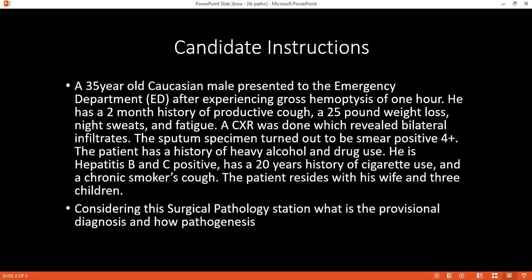A report comes back, and then you get to read that there is a granuloma. In order to confirm your diagnosis, what type of granuloma should you expect in the report? In this patient, I'm suspecting caseating granuloma. Caseating necrosis along with granuloma.